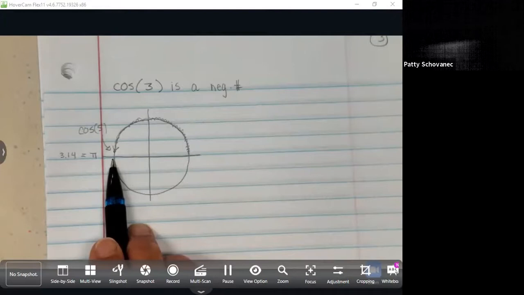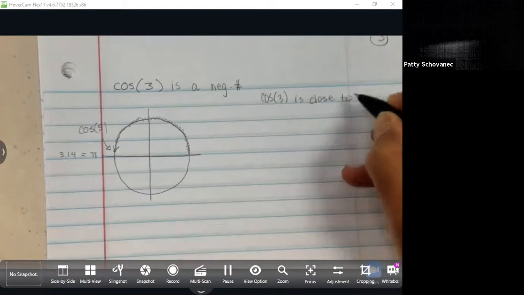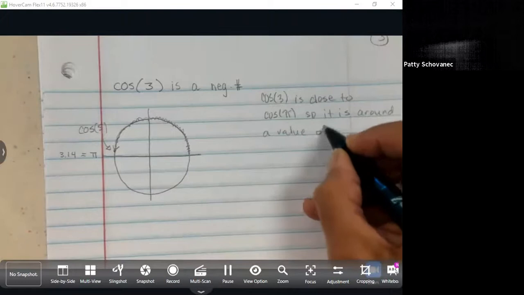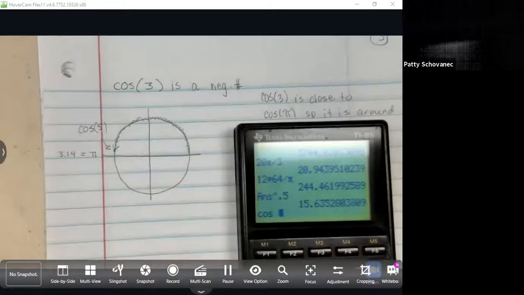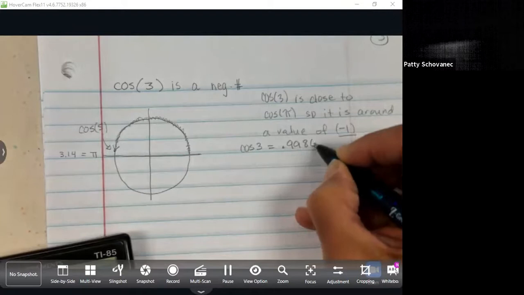Okay. So the cosine of 3 is close to the cosine of pi. So it is around the value of negative 1. I would approximate it to be about negative 0.9-ish. So I'm going to take, I got my calculator in the radian mode. And so the cosine of 3 is negative 0.9986, pretty dang close. Cosine of 3 is negative 0.9986 on a calculator.